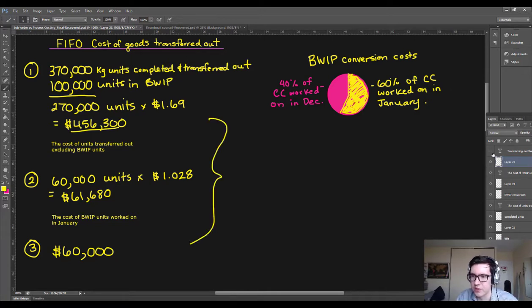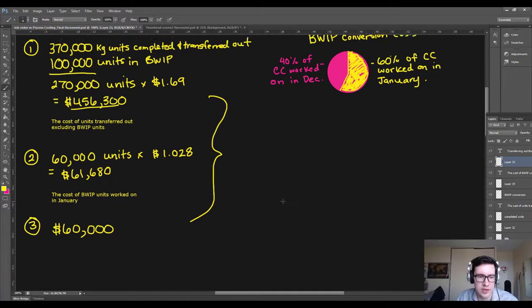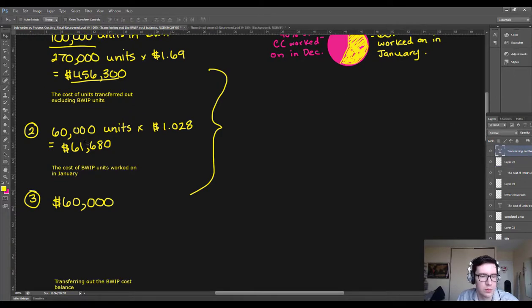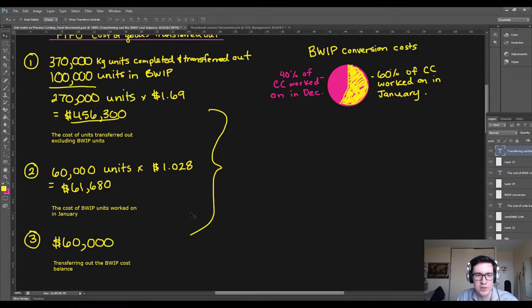And I actually forgot to add my little text blurb for the third one, which is transferring out the BWIP cost balance. So once we have those 3 costs, we're going to know that the total cost of goods transferred out is going to be 577,980.